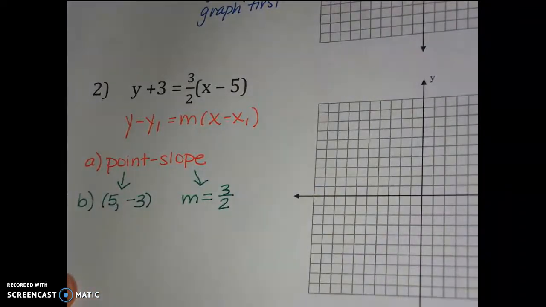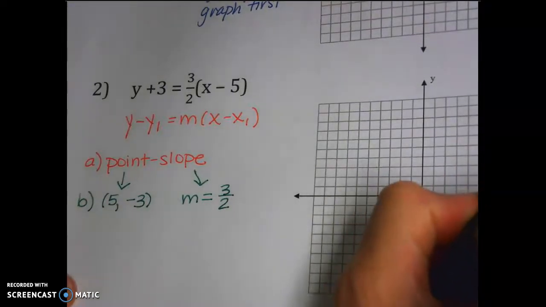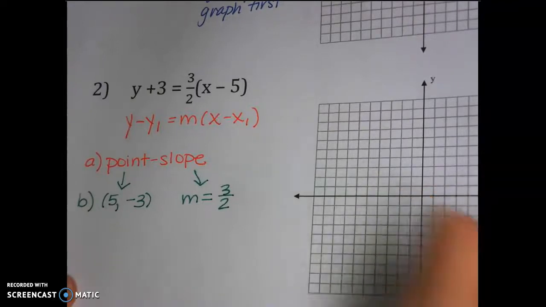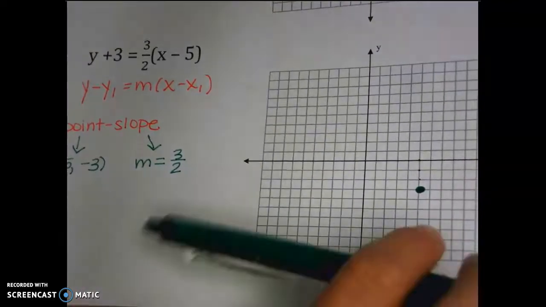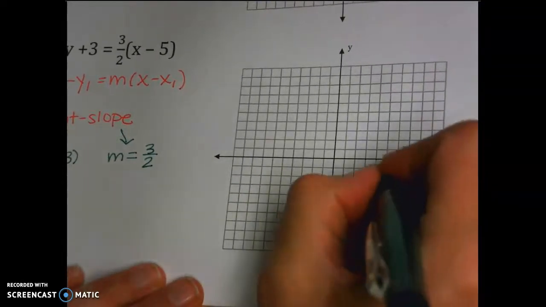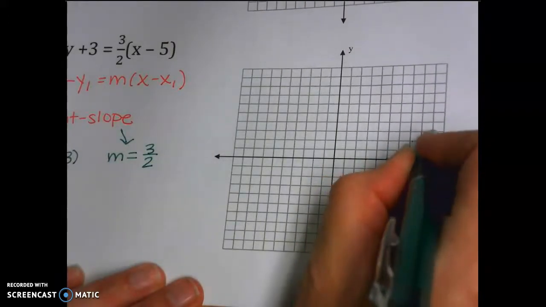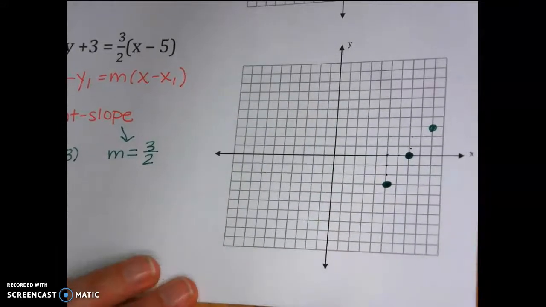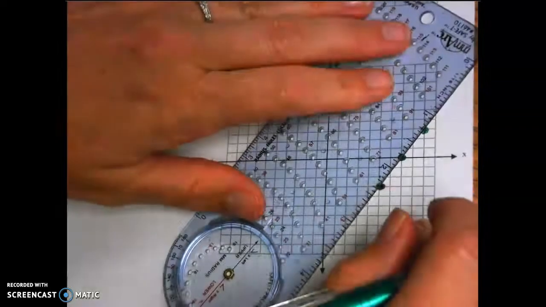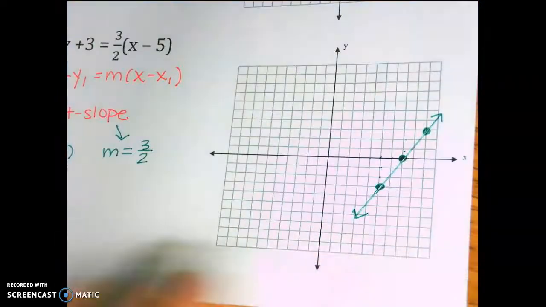Just like before, we're going to graph our point first. So we're going to graph 5. 1, 2, 3, 4, 5 to the right. 1, 2, 3 down. Get that point graphed, and then use your slope. 3/2 tells us to go up 3, 1, 2, 3, to the right 2. And we do that again, up 3, to the right 2. Get your straight edge out. Connect your line. Make sure you have arrows on both ends.